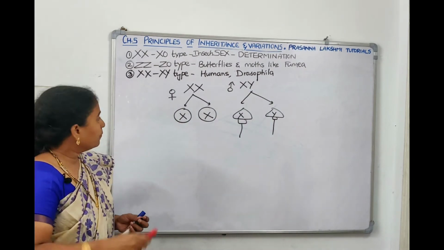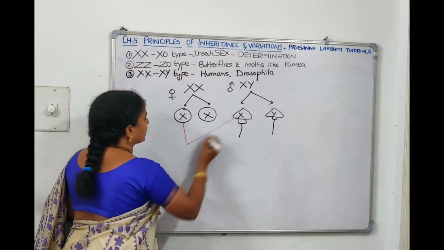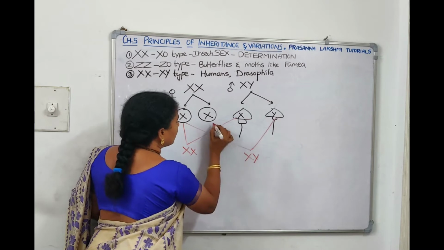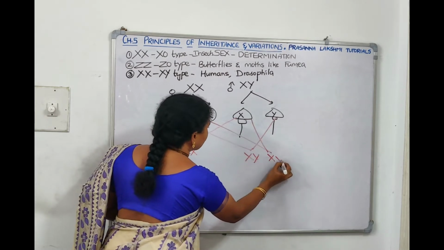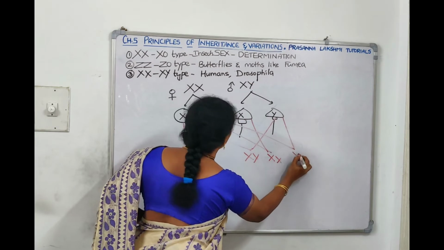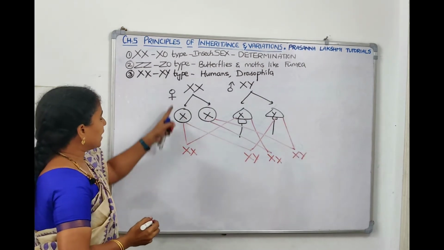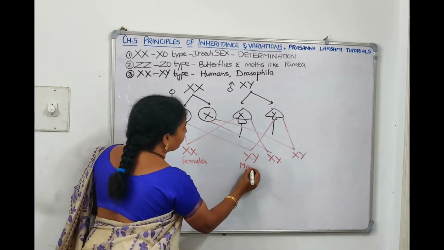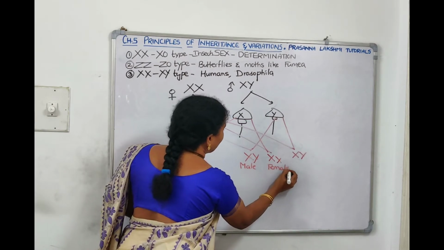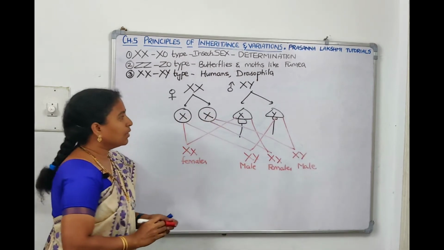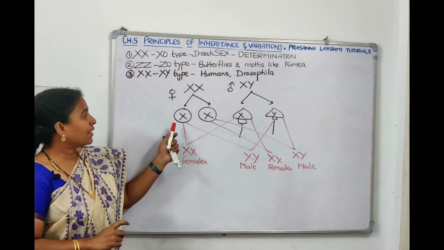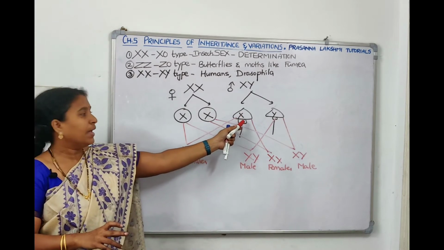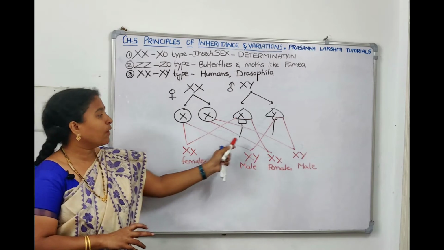Now when the egg and sperm fuse, if X fuses with X, or if X fuses with Y, what is the condition? If this egg fuses with this sperm, XX. If this egg fuses with this sperm, it is X and Y. XX is female, XY is male. So here the sperm is deciding, because the egg brings only X chromosome for girl and for boy both. If the sperm brings X, it becomes female. If the sperm brings Y, it becomes male.